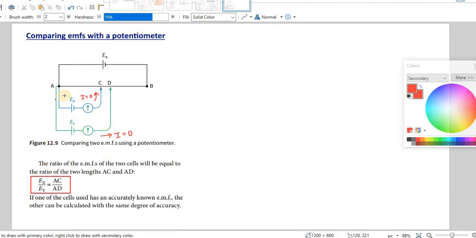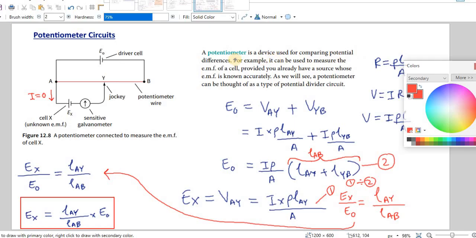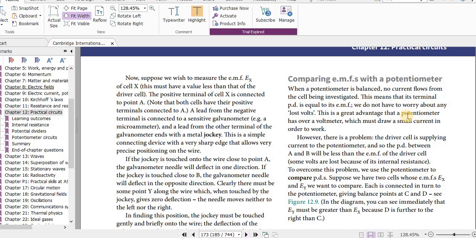Alright, so here we have it. The current through this path and this path is 0, and this is basically everything summarized about comparing EMFs with the potentiometer. And remember, we connect each one in turn to the potentiometer. And remember what a potentiometer is. It is a device used for comparing potential differences. For example, it can be used to measure the EMF of a cell, as we saw here, provided you already have a source whose EMF is known accurately. So a potentiometer can be thought of as a type of potential divider circuit. And finally, we saw how it can be used to compare the EMFs.